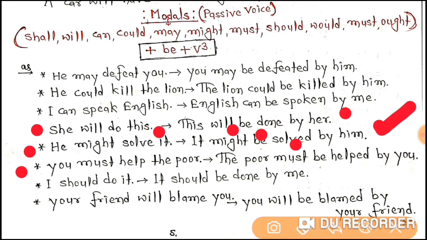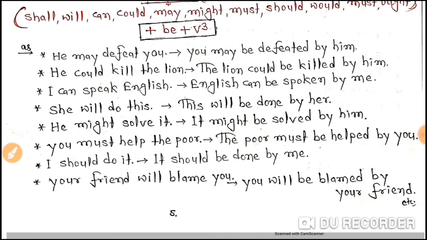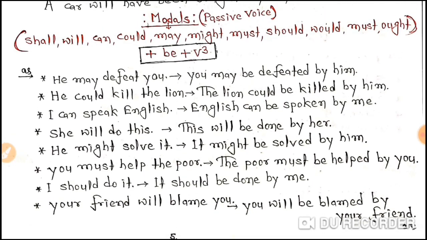Next, you must help the poor. So the poor must be helped by you. Clear? Next is what? I should do it. So here again it should be done by me. Now the last example is what? Your friend will blame you. So here you will be blamed by your friend. So students, I hope you have got how to change modals into passive voice. Remember to use be and V3 for changing modals into passive voice.